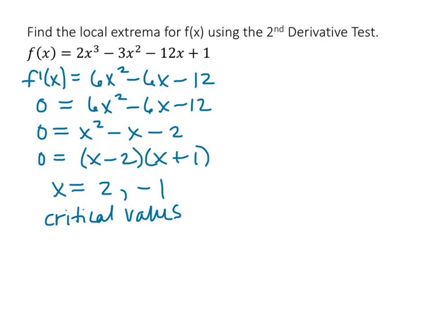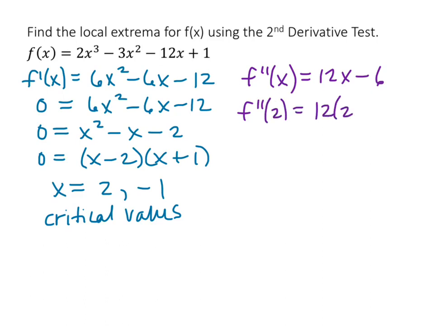To do the second derivative test, you first have to find the second derivative, f double prime of x, which we will find by taking the derivative of the first derivative. And this will give us 12x minus 6. Now we test the second derivative evaluated at those critical values. So we're going to first take the 2, plug that into the second derivative. Let's find f double prime of 2, which is equal to 12 times 2 minus 6. 24 minus 6 is 18.